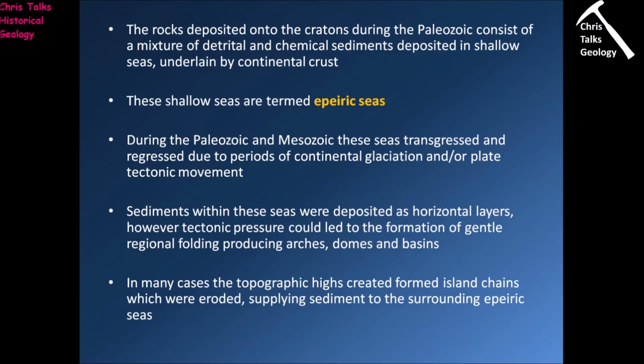So the rocks deposited onto the cratons during the Paleozoic consist of a mixture of detrital, so that's clastic, and chemical sedimentary deposits, which have been deposited into shallow seas underlain by continental crust. The term for one of these shallow bodies of seawater which is on top of continental crust is called an Epeiric sea. Of course they're different to larger ocean basins where the water is sitting on top of oceanic crust.